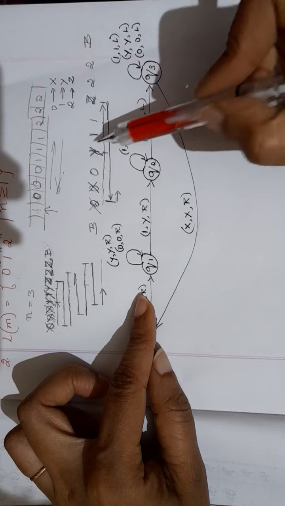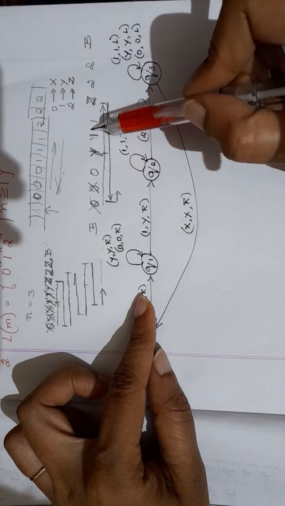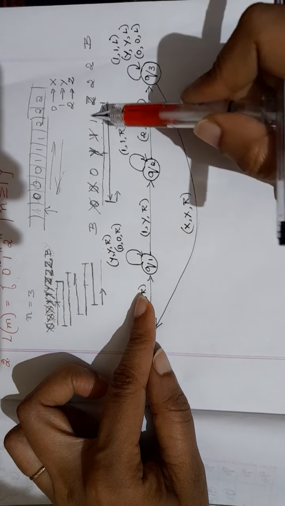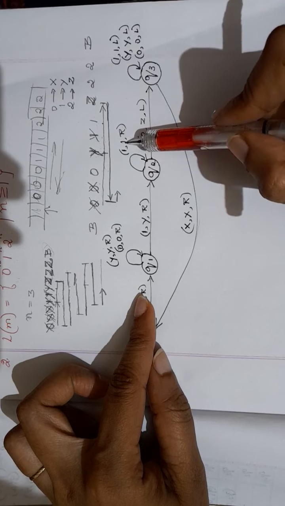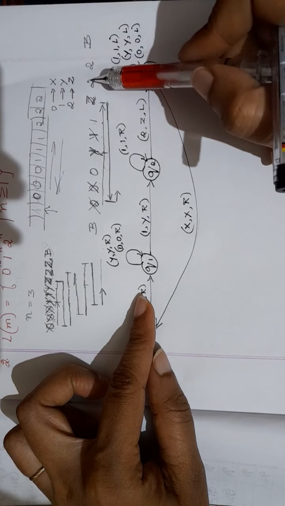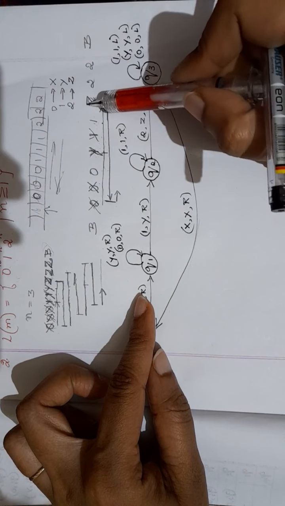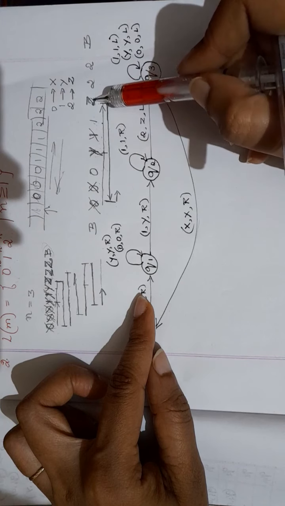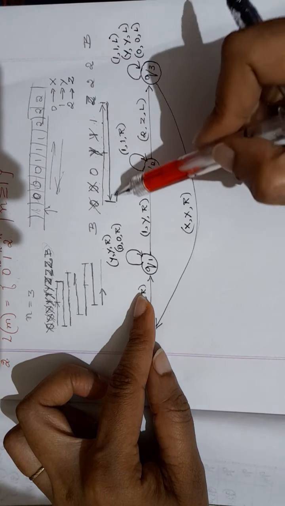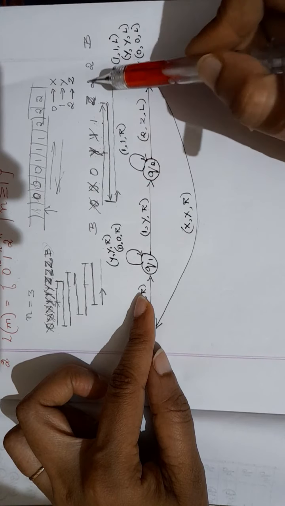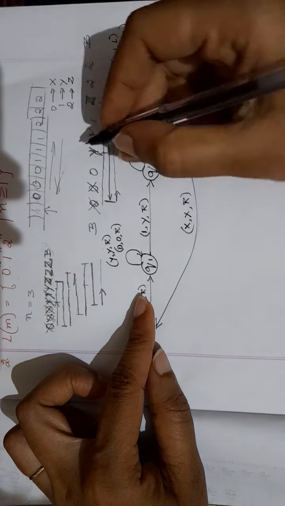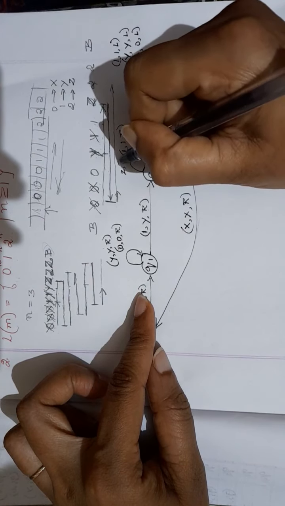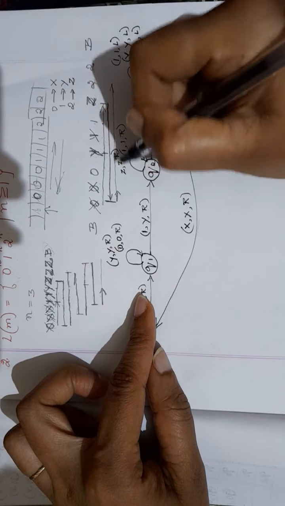Now you are reading 1. You are reading 1, replace it with Y and move right. You are reading 1, replace it with 1, move right. So I should keep on moving till I read 2. Before reading 2, I will get one more character, Z. So here I should write one more transition with respect to Z. If I am reading Z, I'll keep it as Z itself and then move right.